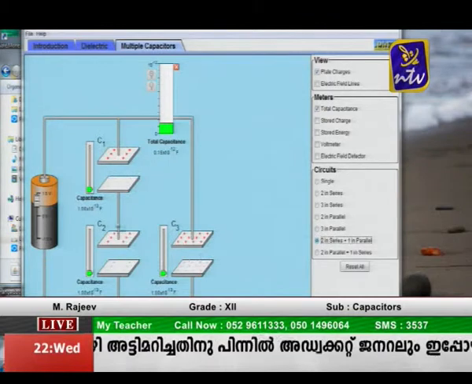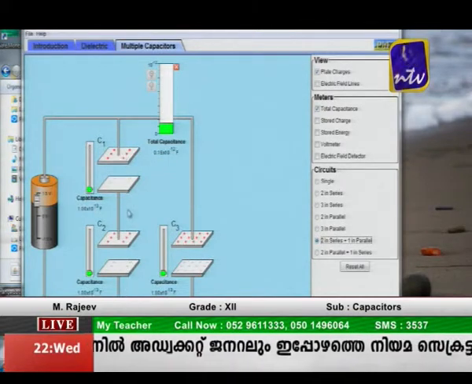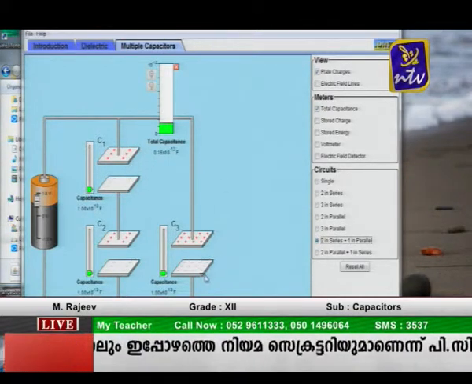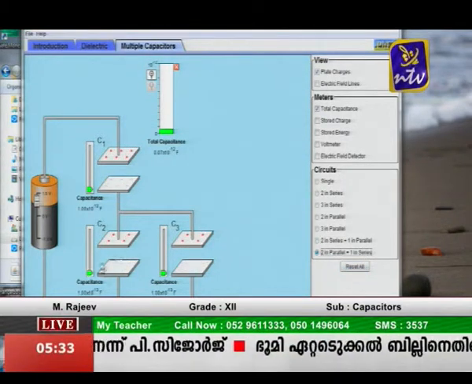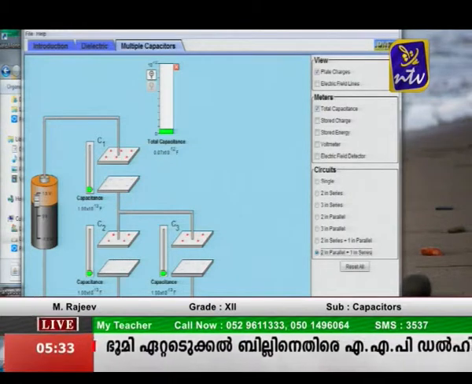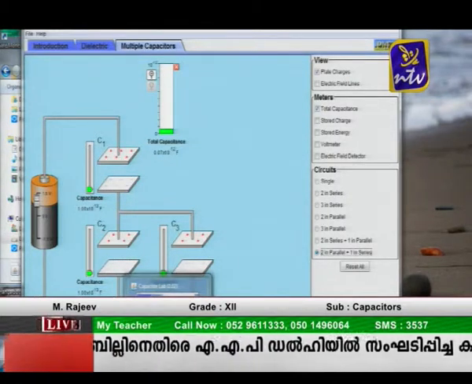Now in the other picture you can see these two capacitors are in series, which in turn are connected in parallel to the third capacitor. See, this is the case, these two capacitors are in parallel and the third one is in series with that. So accordingly the values you can calculate.